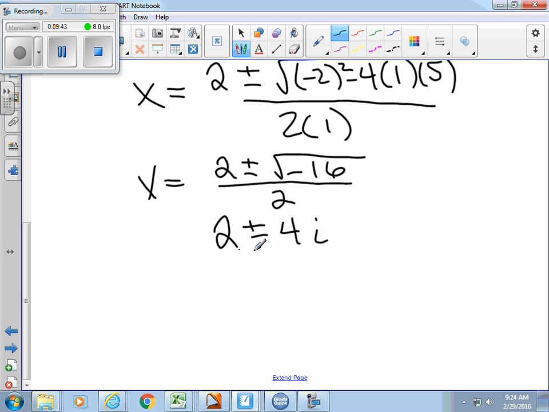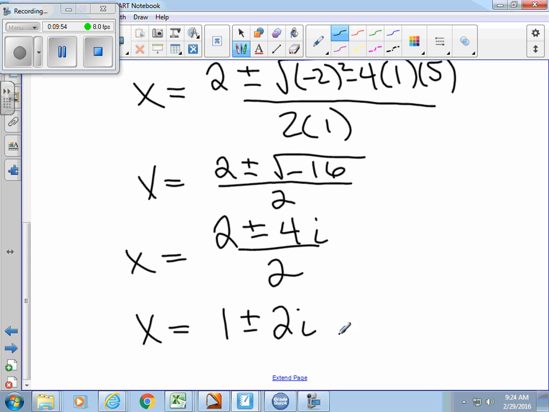I. Why i? Because it has a negative and a square root. So it's been a while. Good time to review some quadratic formula. So 1 plus or minus 2i are the other two zeros.